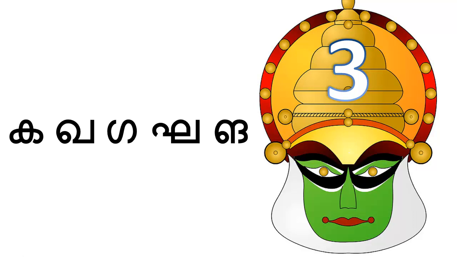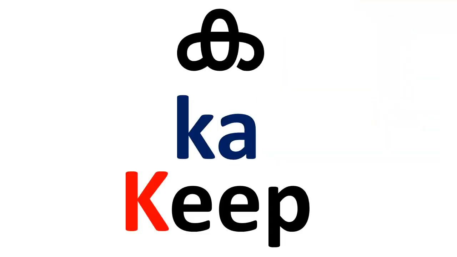Hey there. In the third part of this Malayalam series, we will start off with consonants. And there are five sets of consonants in Malayalam, which is followed by another set of letters. We will begin with the K series, or the Ka series. Each of these consonant sets has five letters each, and we will begin with the Ka series. So the first one in the series is Ka.